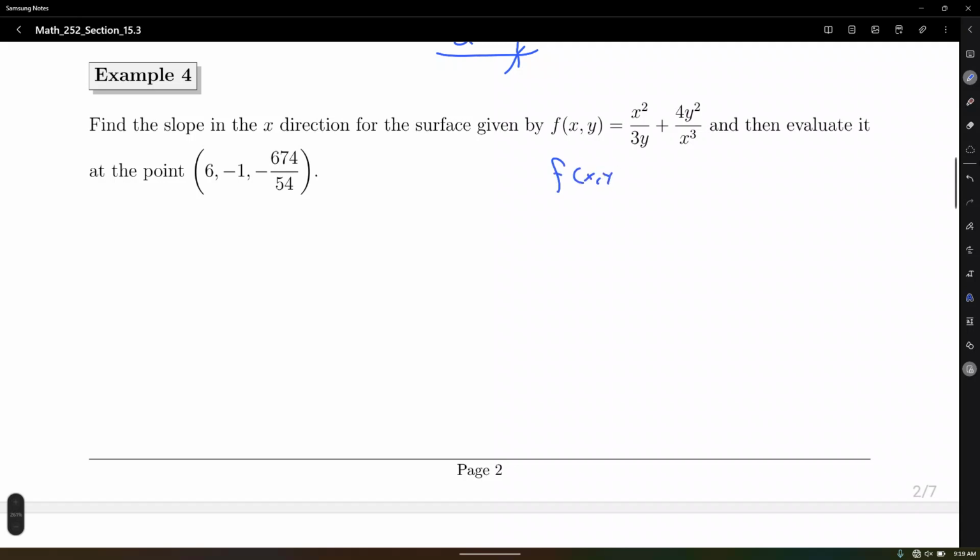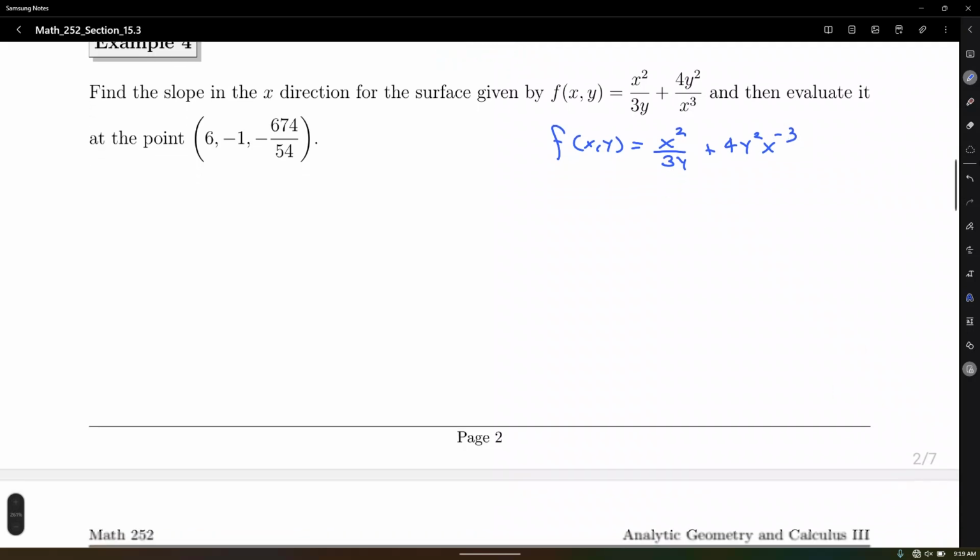All right, so that'll be f of x, y equals x squared over 3y, which remains the same, plus 4y squared x to the -3. In this case we're going to use the general power rule to differentiate x squared. The 3y in the denominator is just a constant, like having a 5, like having a 7, just whatever number. And in this case we're differentiating the x to the -3. This 4y squared is just going to be a multiple factor, a constant factor.